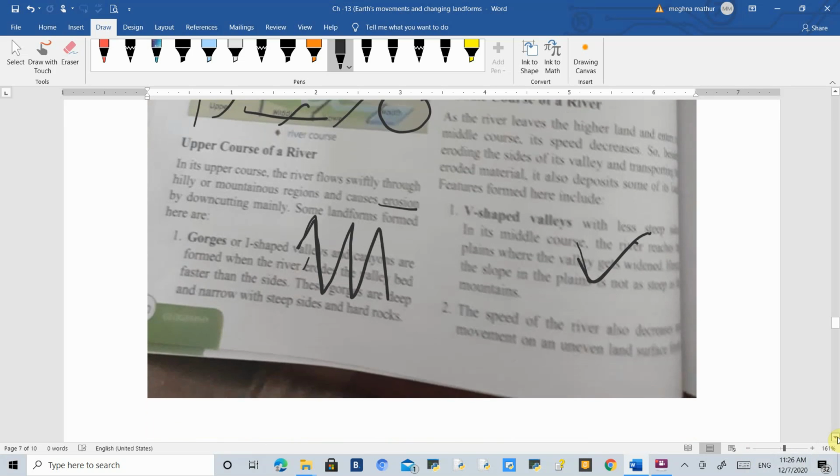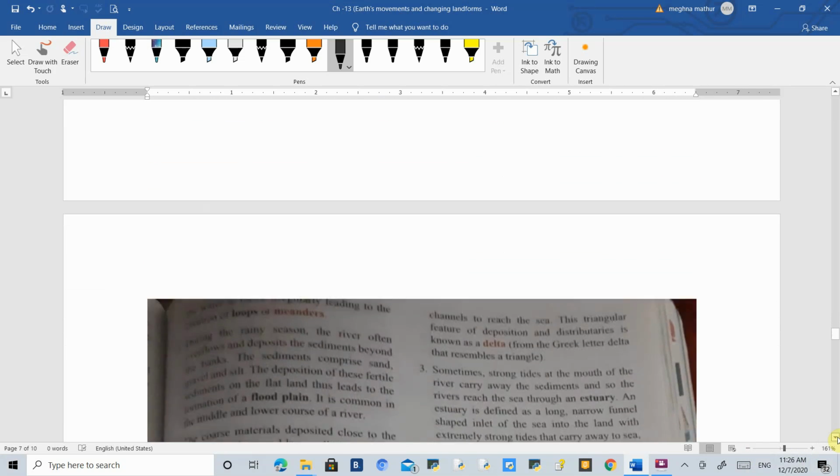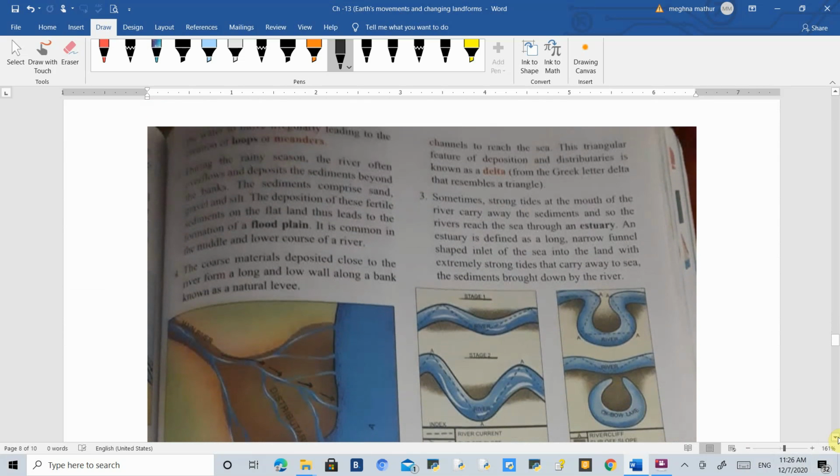Another kind of landform which you will see in the middle course of the river is the meander. Sometimes the river flows in a kind of loops like this. This is called a meander. Meander also you will see in the middle course.